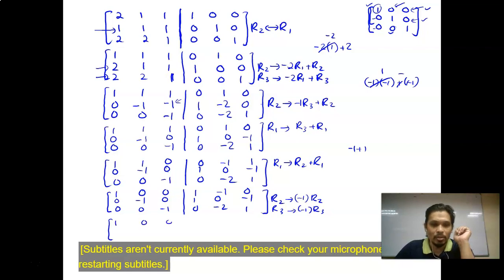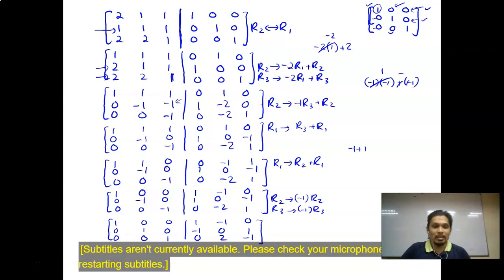1, 0, 0. Okay, 1, negative 1, 0, 1, negative 1, 0. Okay, negative 1 times 0. Nothing happened. Okay, 0, 0. Negative 1, negative 1 times negative 1, 1. 0 times negative 1, 0. 1 times negative 1, negative 1. 0, negative 1 times negative 1 equal to 1. And then 0, 1. 0, negative 2 times negative 1, 2. And 1 times negative 1, negative 1.